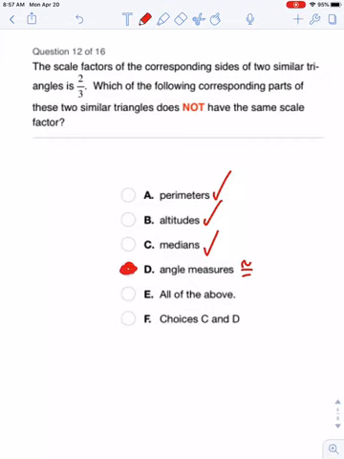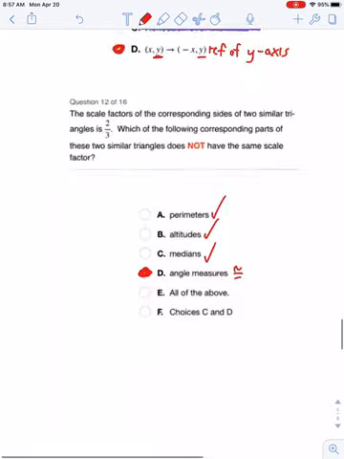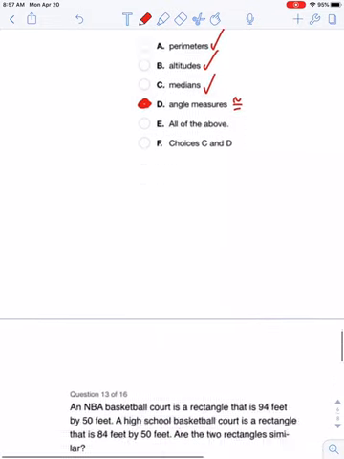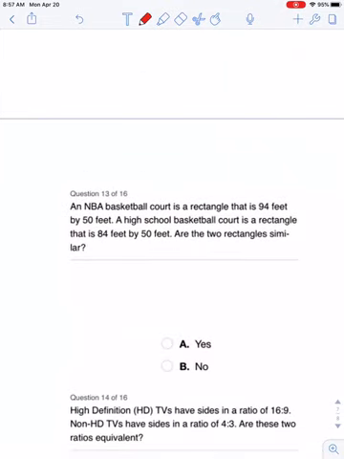All right. Sides proportional. Angles congruent. Angles are not going to be proportional. All right. Chaos would happen if that was true.